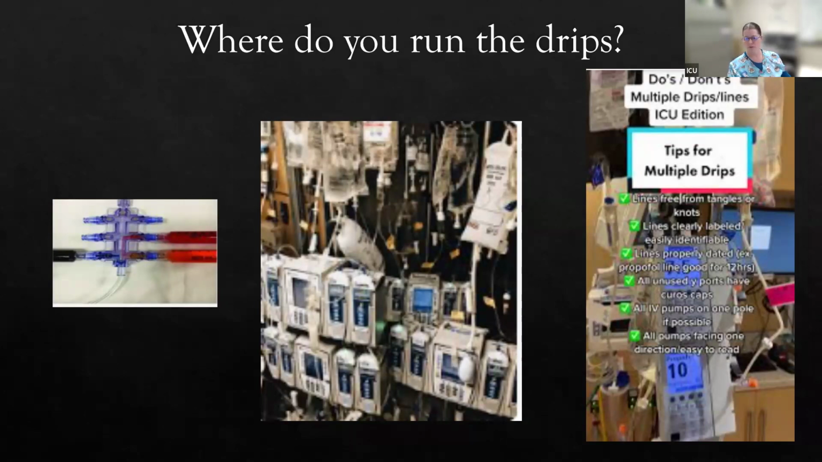Here's some tips for your drips. Make sure your lines are free from tangles and knots. Make sure everything is clearly labeled, easily identifiable. If nothing else, your primary main line that you can push emergency meds through is labeled, preferably with a bright colored label, so that if you go in the room and you've got all those lines, you can point to the orange one and go, that's where you can push the drugs. That's the safest thing to do.